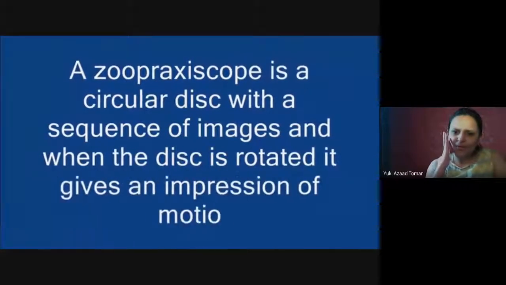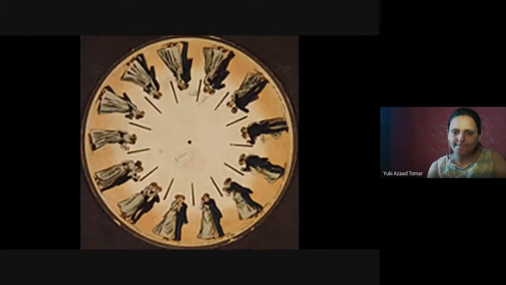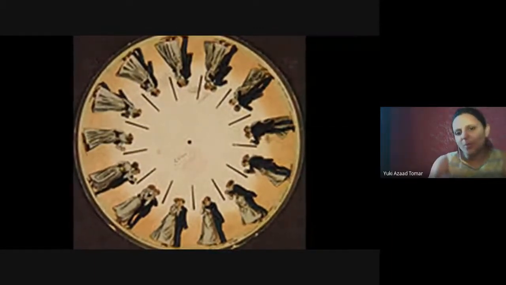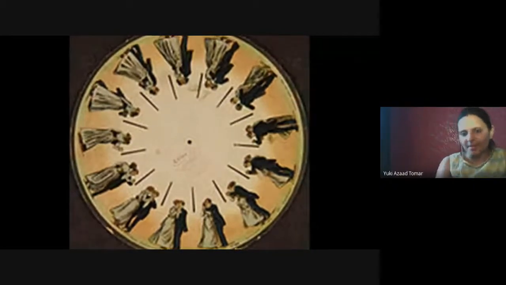Don't worry about the sound because it's just music. So this is the disc on which different images are put in. These images can be even painted. ये हाथ से painted images हैं.